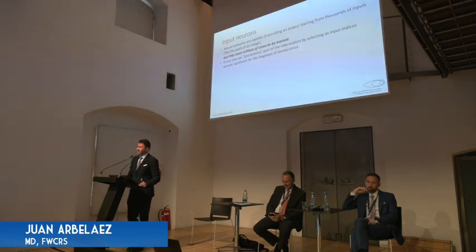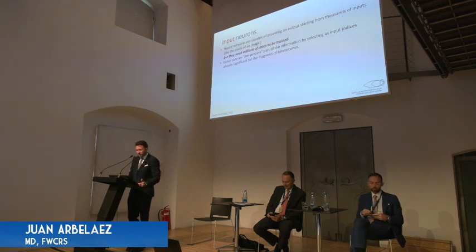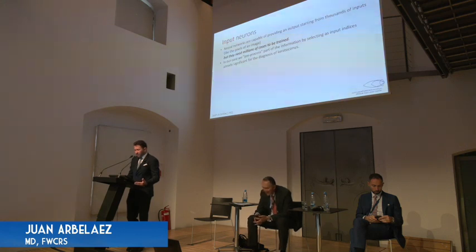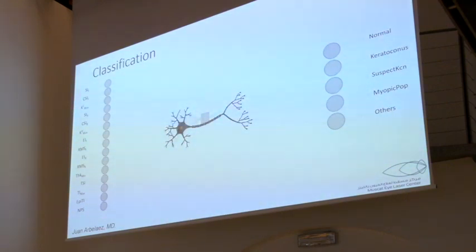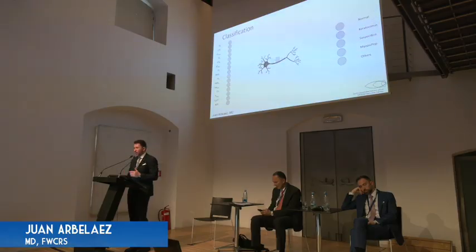So the input neurons can be anything. It can be the pixels of an image, but when we use the pixels of an image as input layers, we will need millions of topographies to be able to train the network. So in our case, we pre-processed that, and part of the information was selecting inputs that were already indices significantly affected in keratoconus that we already knew about. This is all the indices that we selected, on the left. And based on all of these inputs, we achieved the output, which was these 5 classifications.